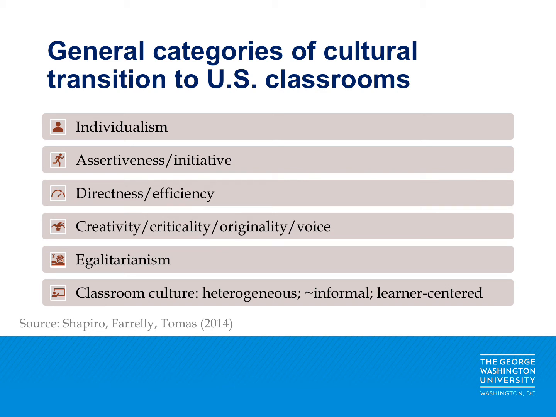According to Shapiro, Farrelly, and Tomas, in U.S. college classrooms, we have a tendency to value individualism, assertiveness and initiative, directness and efficiency, creativity and the expression of an original voice, egalitarianism, and a classroom culture that is characterized by heterogeneity, relative informality, and a focus on the learner rather than the teacher. Of course, not all classrooms in U.S. higher education embody these features, but they've been established as a point of difference compared to the types of classroom contexts some international students come from.